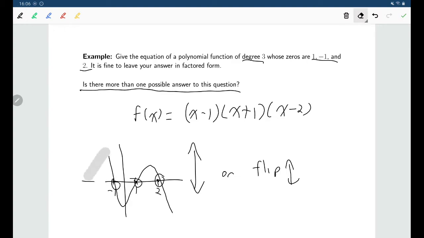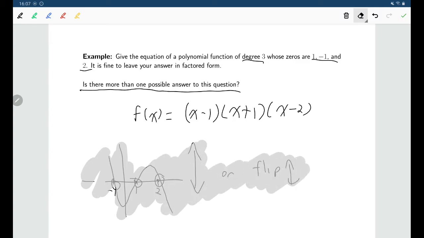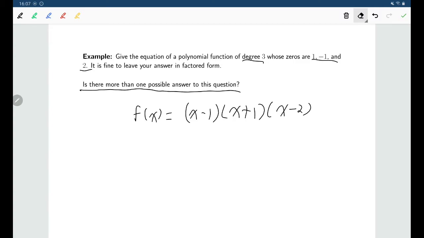So if you're wondering, can we come up with a second polynomial with the same zeros that's also degree 3, the answer is yes, we can, and not just one of them, but infinitely many of them.